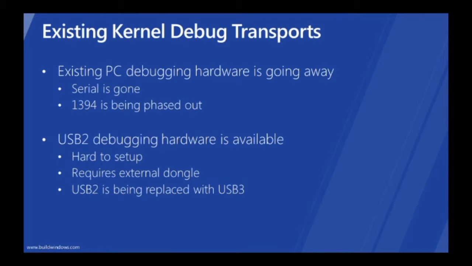Because of these problems, we've decided to add support for new transports that will be available in modern machines. These transports are USB 3 XHCI debugging and network debugging support. The goals that we had for these transports was to be sure that they would be easy to set up, that you wouldn't require any special cables to use them, that they would be faster than both Serial and USB 2 debugging, and that they would be available in modern form factor machines.